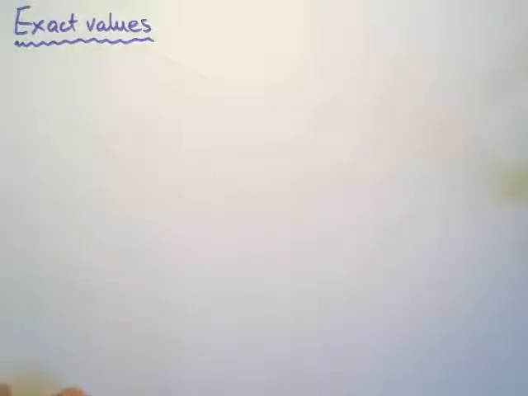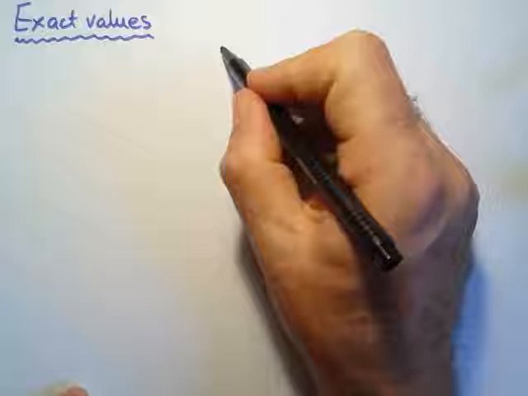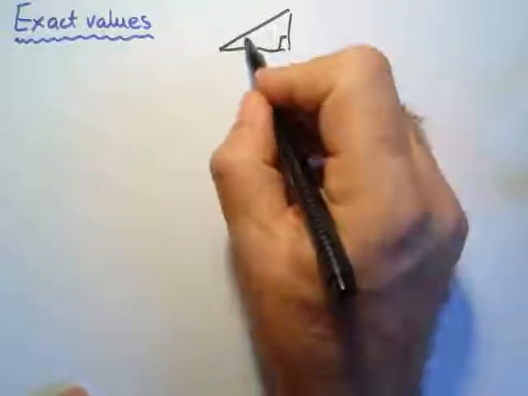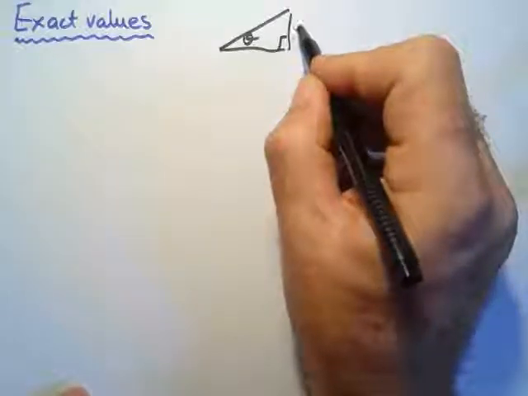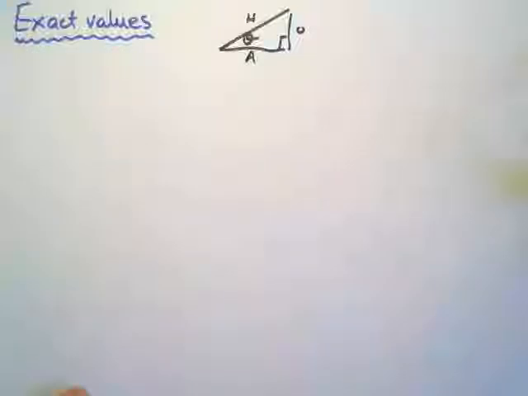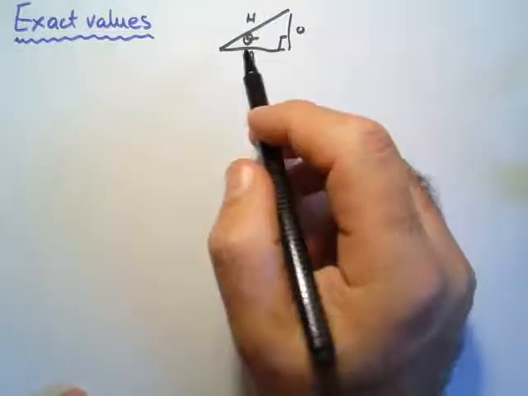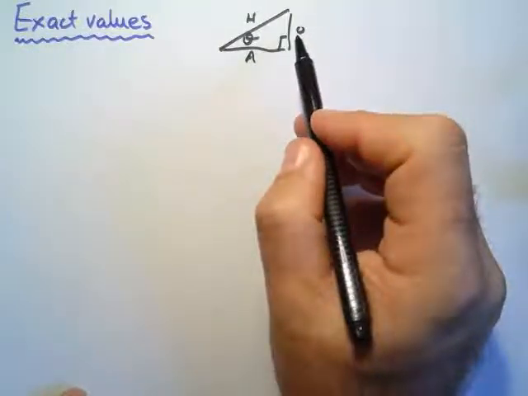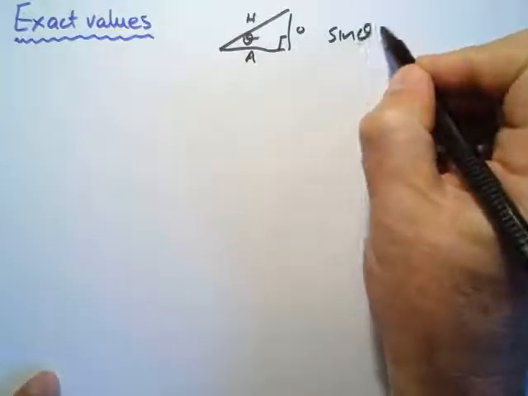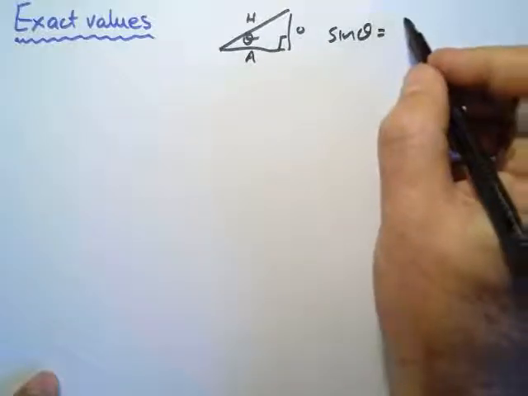Exact values in trigonometry. Now, before I go much further, I quickly want to remind you what trigonometry is again. If we have a right-angled triangle, we have theta, this is opposite, this is adjacent, this is hypotenuse. Then my trigonometric functions are the ratios of these sides towards each other. In other words, the sine of an angle is opposite over hypotenuse.